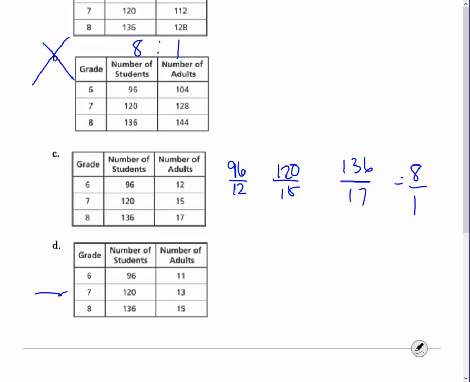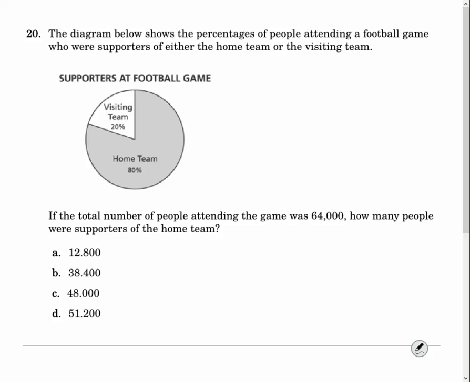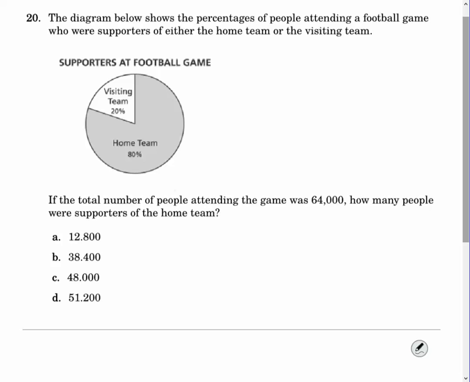All right, we are moving on to question 20. This question probably was one of the most missed questions of the test. It says the diagram below shows the percentages of people attending a football game who are supporters of either the home team or the visiting team. And 20% were there to support the visiting team, and 80% were there to support the home team. It then tells you that the total number of people attending were 64,000 people. We want to figure out how many people were supporters of the home team. That's important. So we are looking at this.